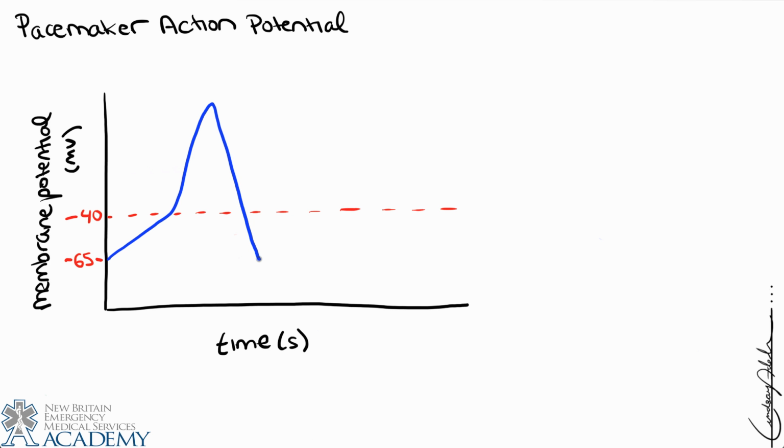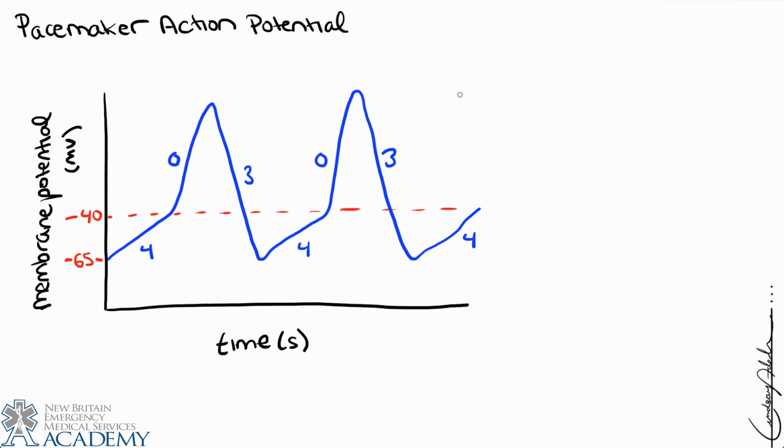So this is what our pacemaker action potential looks like, and we can label it with the different phases: phase 4, phase 0, and phase 3. The phases are very specific, so you have to learn what phase 4 means and what phase 0 means, and that is the official name for it. And so when we talk about different drug mechanisms, we'll find that they affect phase 4 of the pacemaker action potential, or phase 0 of the pacemaker action potential, or that sort of thing.